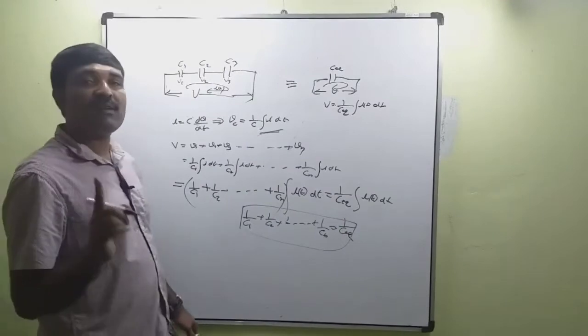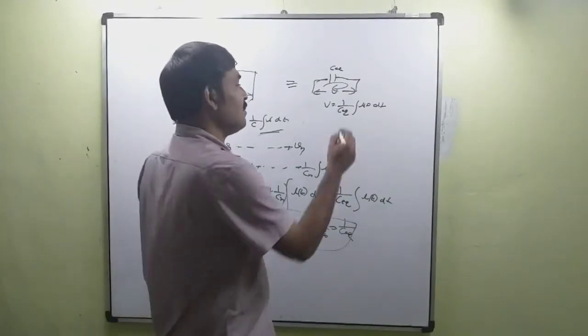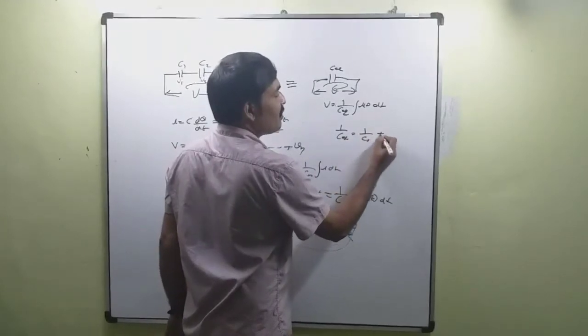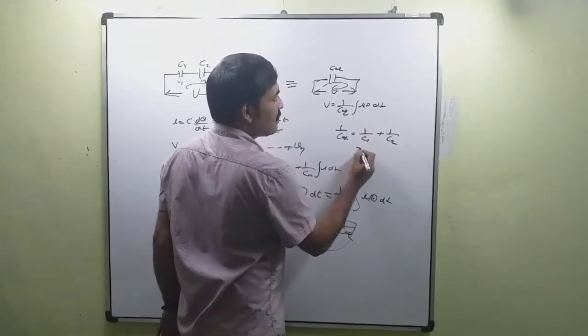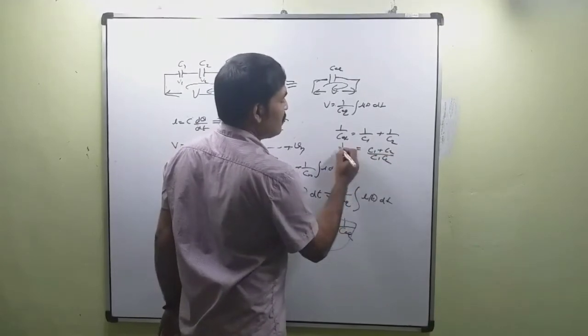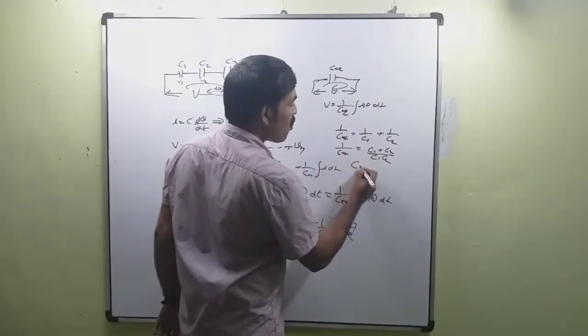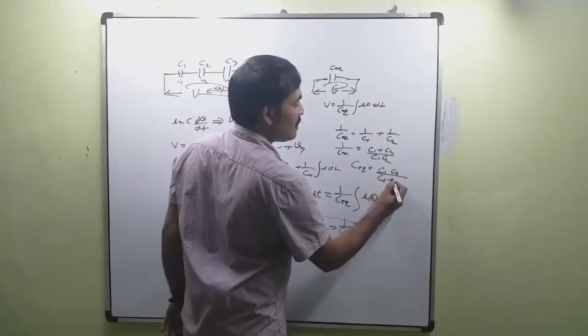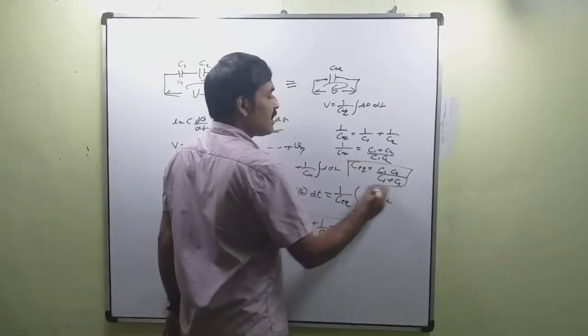Suppose we have only two capacitances, then we can write 1 by C equivalent is equal to 1 by C1 plus 1 by C2, that is equal to C1 plus C2 divided by C1 C2. Or C equivalent is equal to C1 C2 divided by C1 plus C2. So this is the equivalent capacitance.